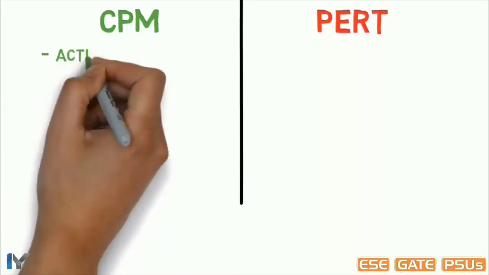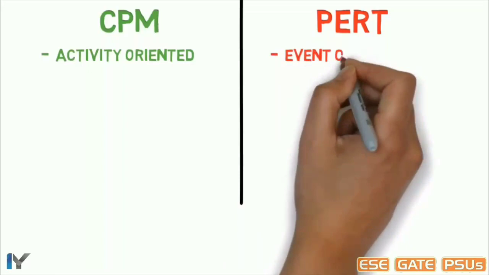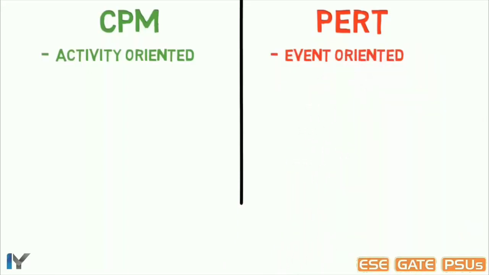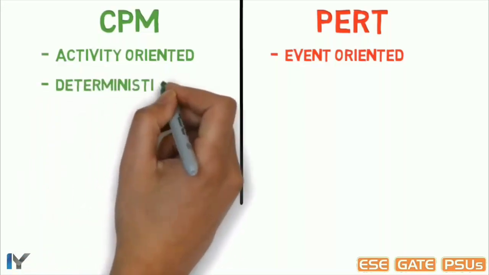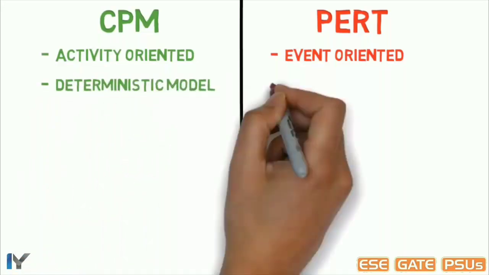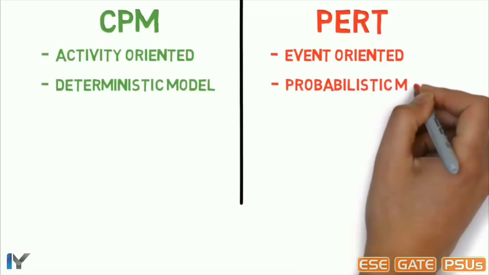Let's see how it is different from the project evaluation and review technique PERT. So as we know, CPM is activity oriented, because just before we saw it deals with the critical activities and critical path. But PERT is event oriented, as it focuses on the complete event which is happening for the first time. CPM is a deterministic model, as we know the duration of each and every activity, but PERT is a probabilistic model.